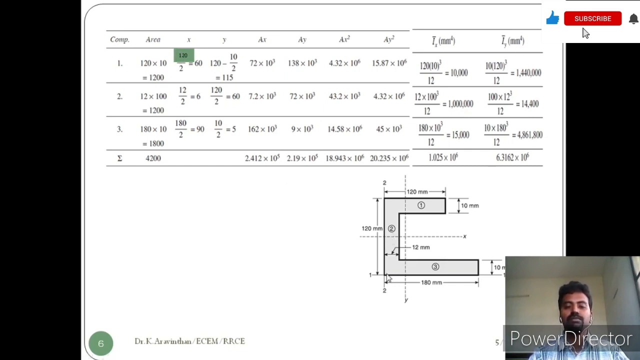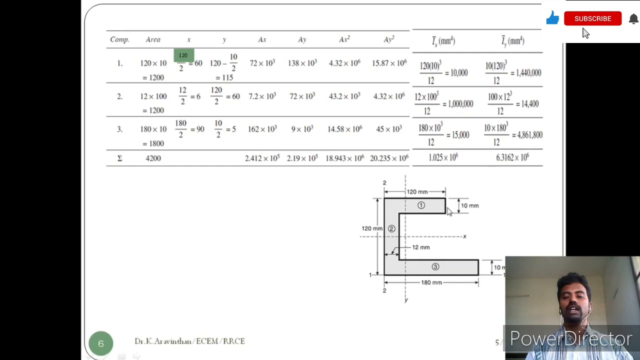And for the third component, you have a total dimension of 180. So from the reference plane, the centroid acts at 90 mm, that is 180 by 2. Let us identify the y bar here. Let us identify the y component. To identify the y component, take the reference plane as horizontal. From the horizontal point, the first section has a centroidal distance of 10 by 2.